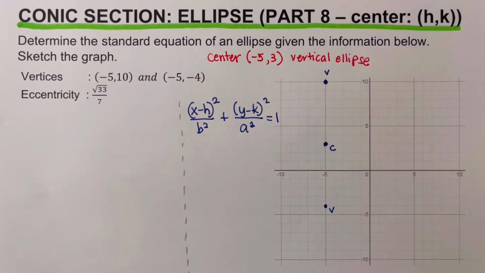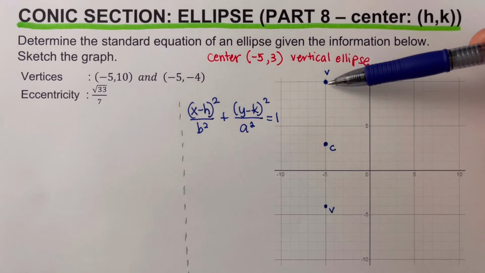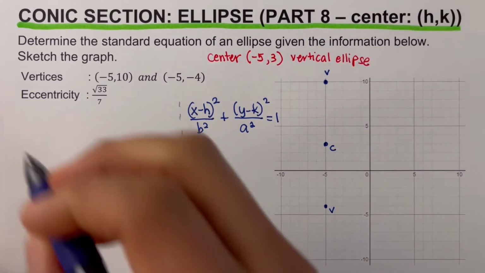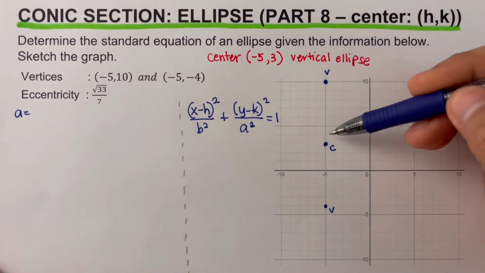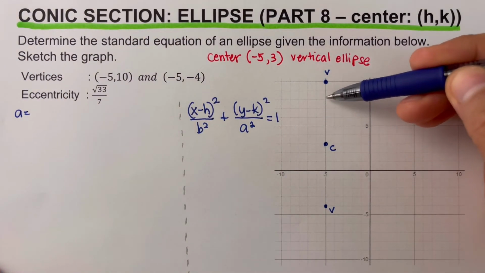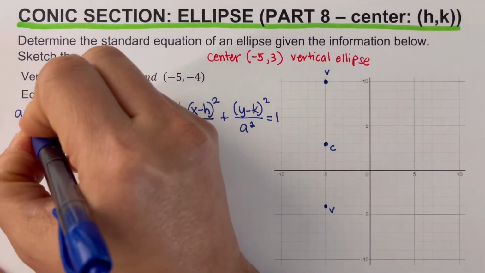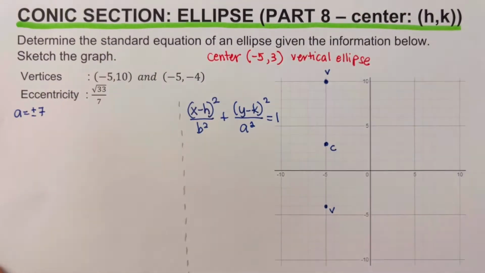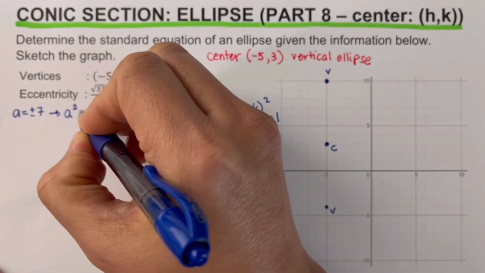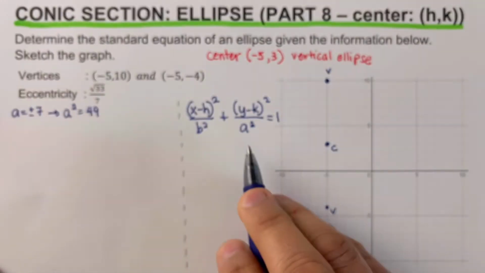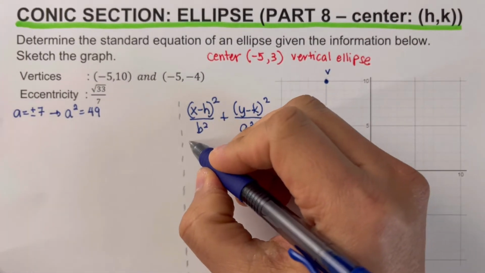So in this problem that we have here, we remember that the distance from the center to the vertex is represented as letter A. So I can go ahead and write that up here. Our A is, we counted 1, 2, 3, 4, 5, 6, 7. Or you can use the distance formula for this. So that is plus or minus 7. And so we can go ahead and say that our a squared is 49. So that's the number that we put in here. So this equation will come out x.